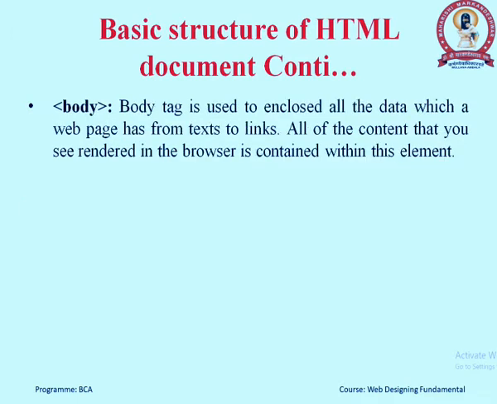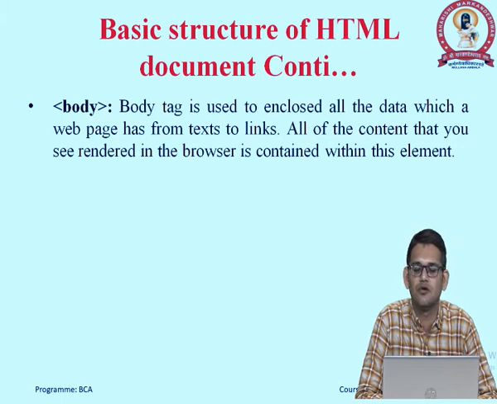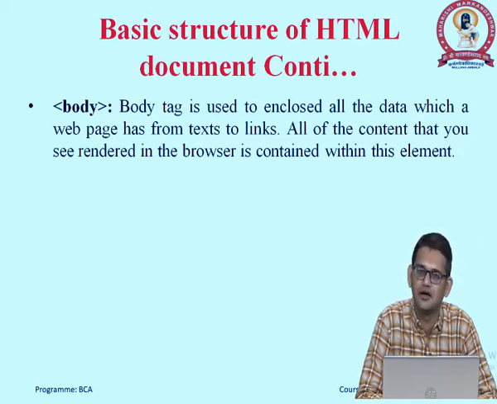Last one is the body tag. The body tag is used to enclose or add all the data which a web page contains, like text, links, images, and other tags can be added within the body. This body tag is known as the main tag, in which we can write our whole web page. All the content that you see rendered in the browser is contained within the body element. So, the body tag is the most important tag and the main coding will be done in the body tag section.